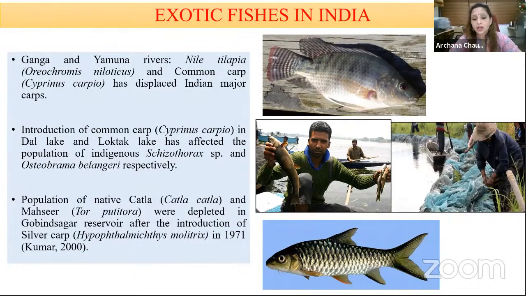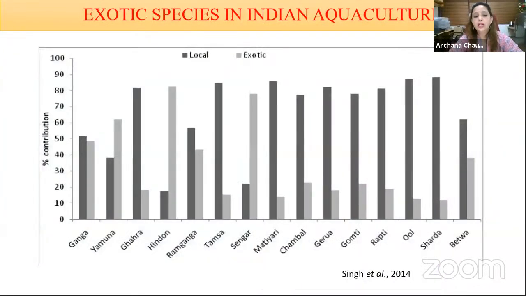Similarly, the Gobind Sagar Reservoir, I'll be talking about in detail. The population of Katla and Mahseer got depleted after the introduction of the exotic species, that is the silver carp, in 1971. So this bar graph gives us an overview of the difference in the local and the exotic fishes in the different rivers found in India.